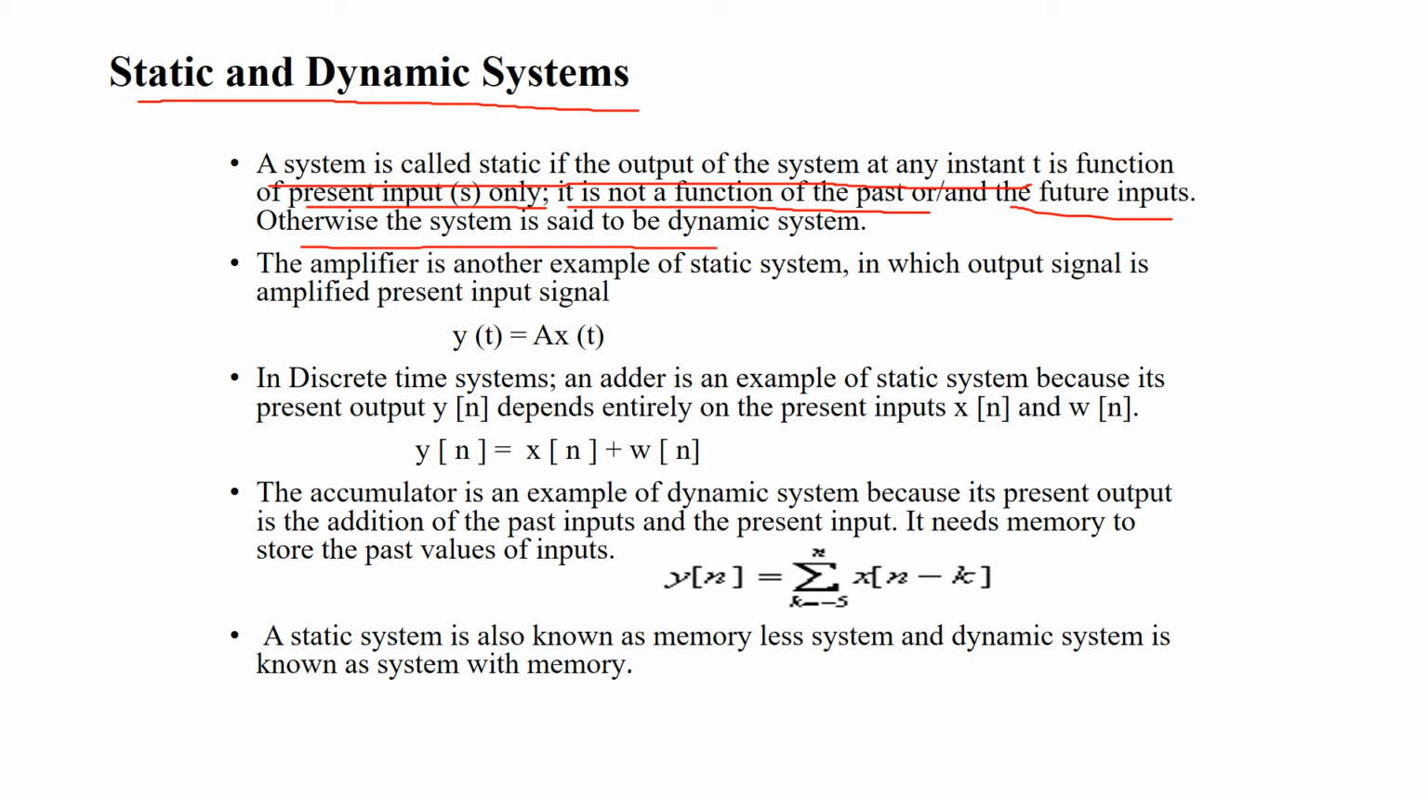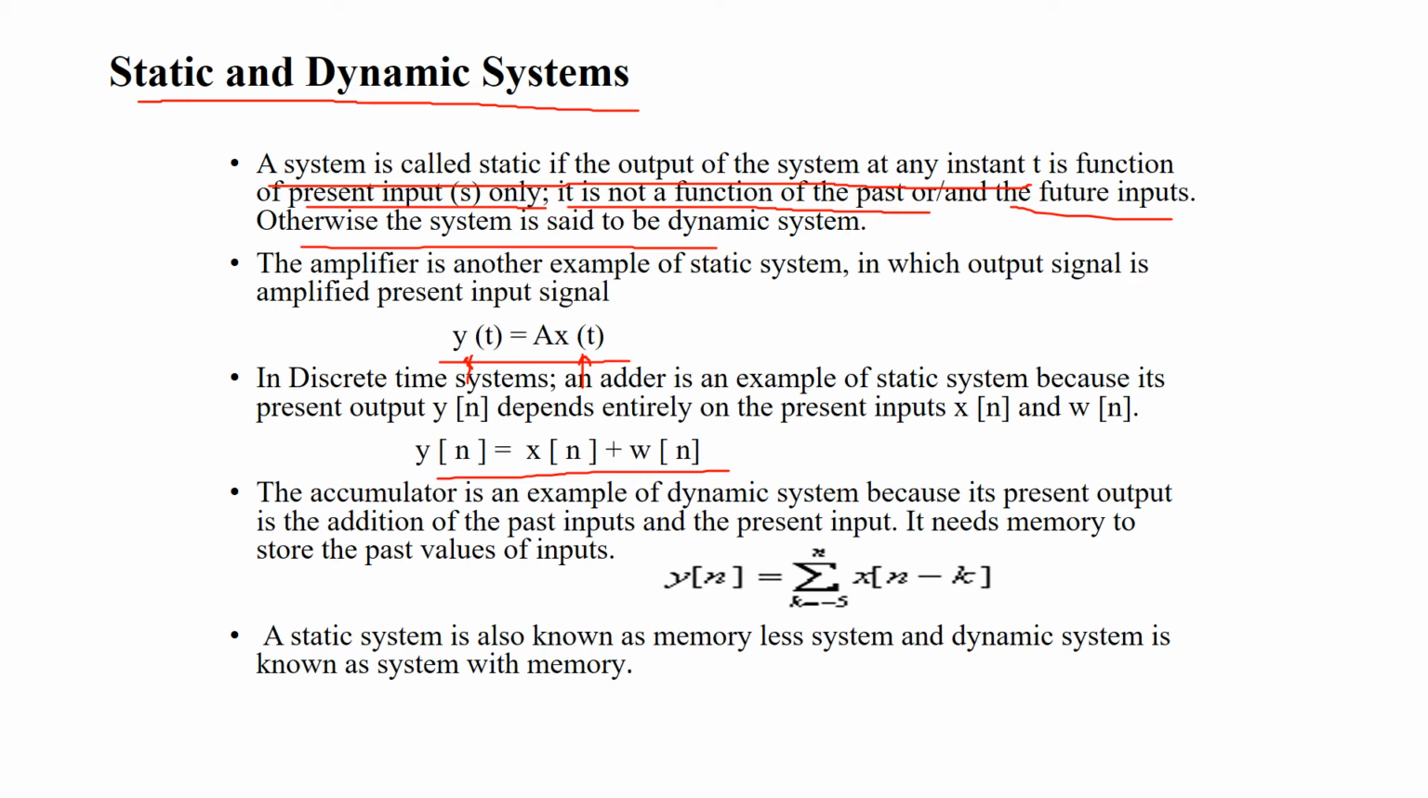An example of a static system is y of t equal to a into x of t. That is, the present output depends on only the present input x of t. There is no delay, no advance, meaning no dynamic value is there. This is another example of a static system.